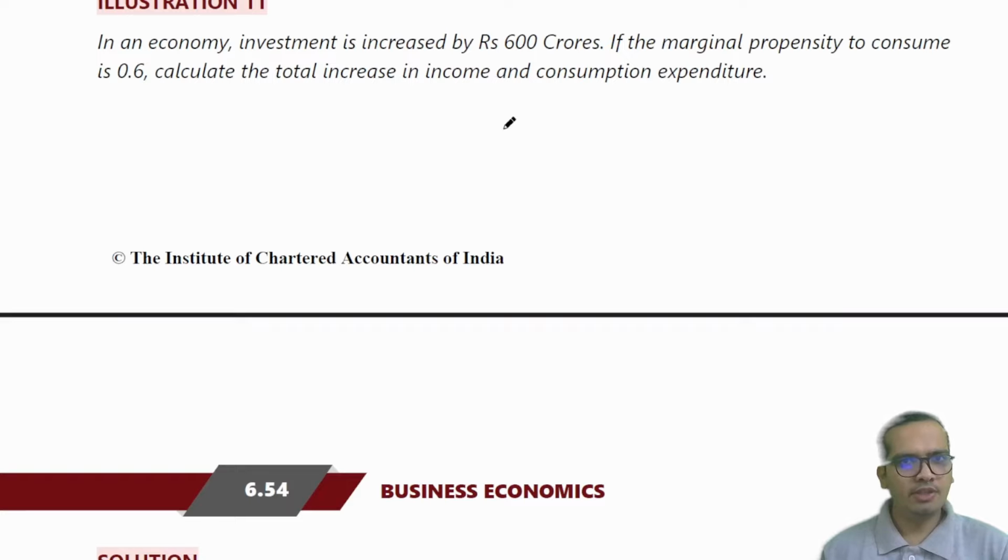In an economy, investment is increased by 600 crores. MPC is 0.68. Calculate total income increase and consumption.